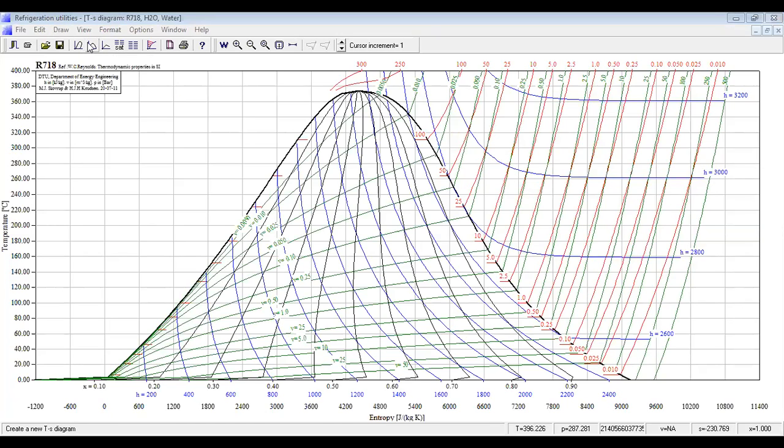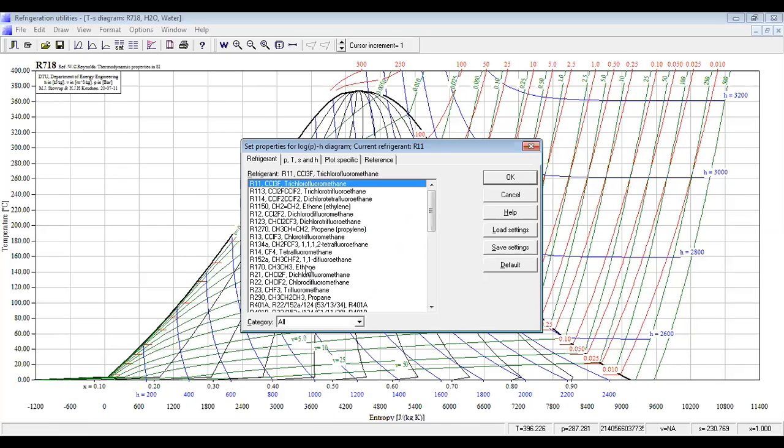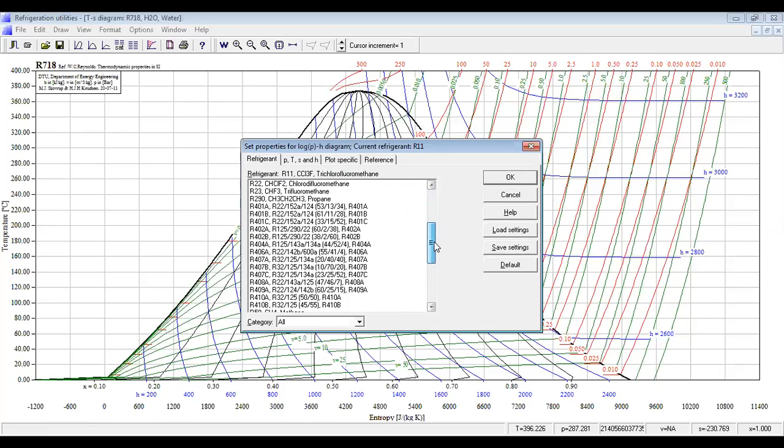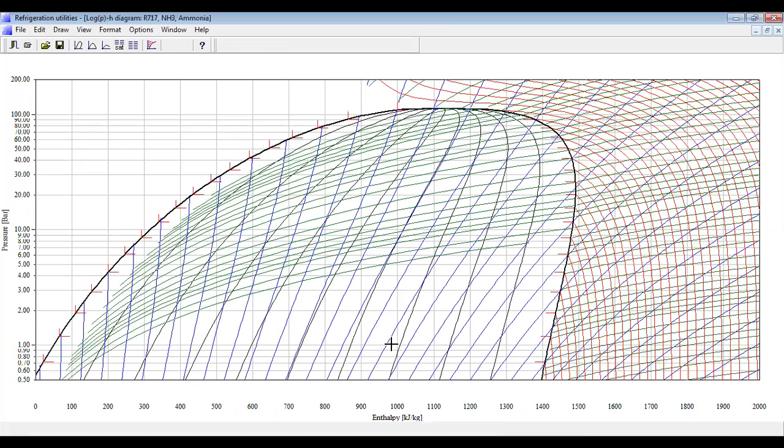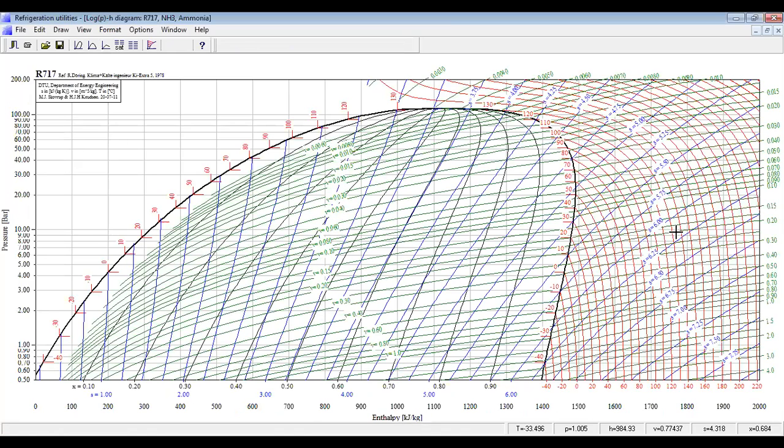Even if I need to get another diagram, the pH diagram, which we generally use in refrigeration, let's say we are going for another one. There are so many. Let's say ammonia. You will get the curve. And when you move the curve, in this area, the right bottom, you can see the values. So this is a very important software.